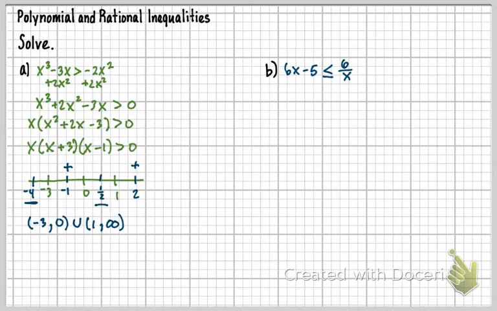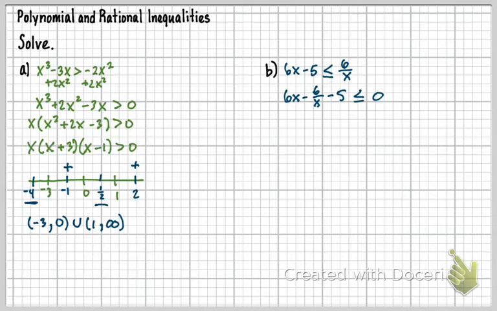B is a little bit different because you might not see the actual function that you're dealing with here. So what I'm going to do here is move everything over to the same side. So I'm going to subtract this 6 over x. So this is going to be 6x minus 6 over x minus 5 less than or equal to 0.